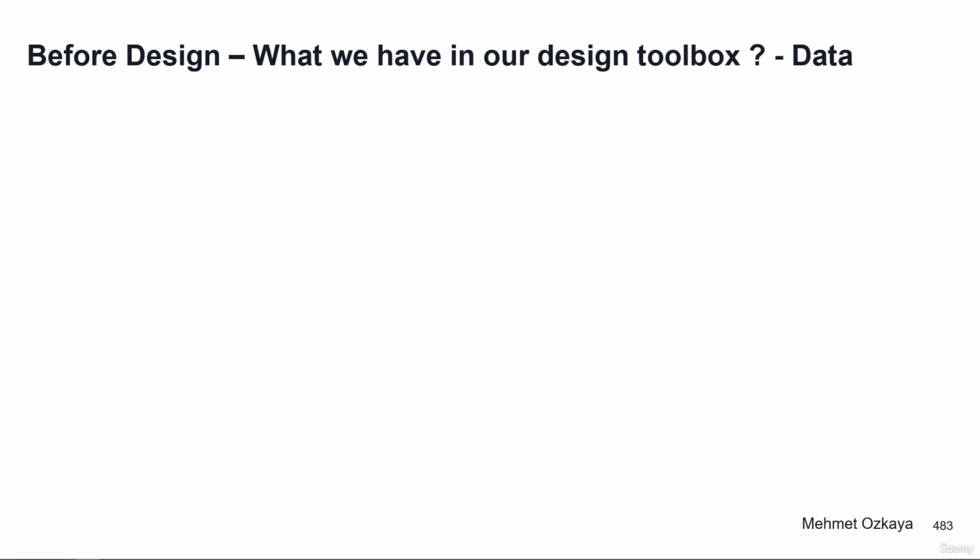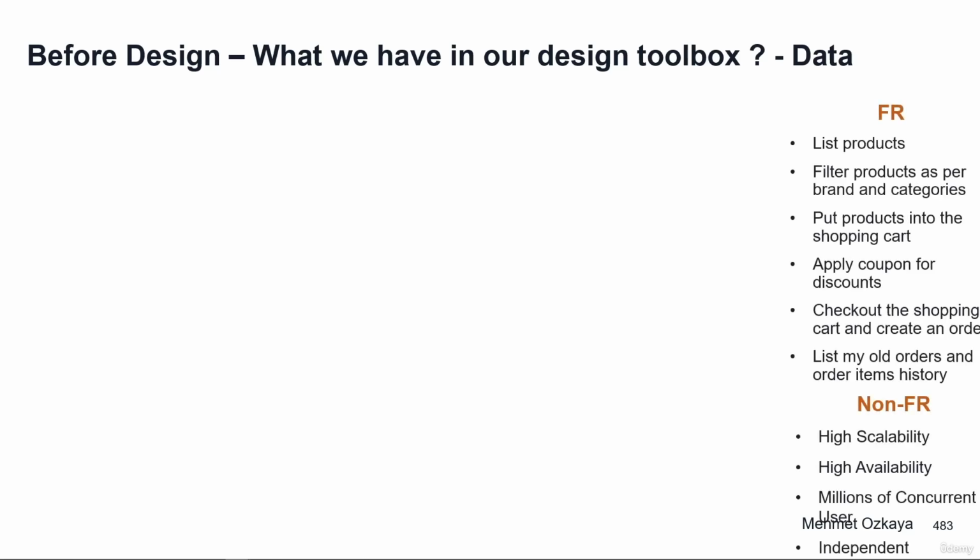In this video, we are going to design architecture following the CQRS, event sourcing, eventual consistency, and materialized view patterns. Before we design our architecture, we should ask ourselves what we have in our design toolbox and what we have learned so far. So let me write down the functional and non-functional requirements.